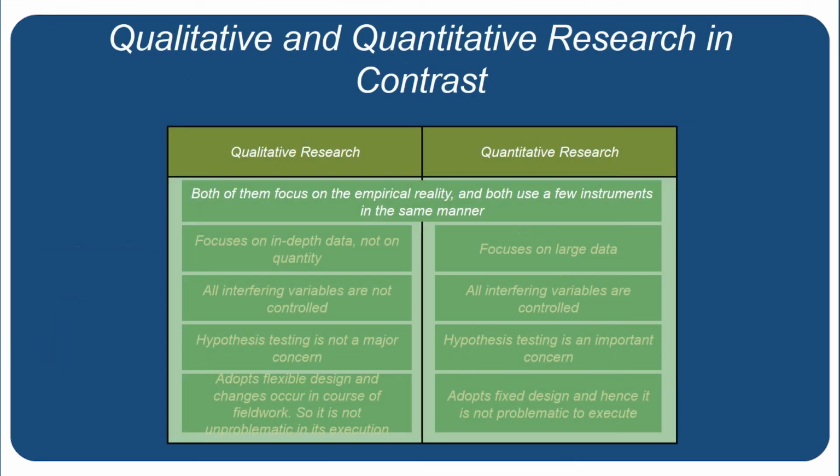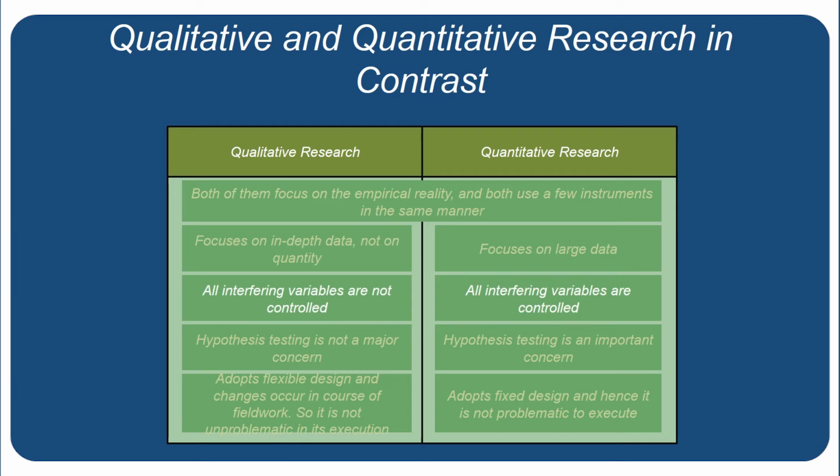Now, we shall look at what are the major differences between qualitative and quantitative research. There is one similarity in both qualitative and quantitative research, that is, both of them focus on the empirical reality and both use a few instruments in the same manner. For example, the interview technique is used in the quantitative study as well as in the qualitative study. Similarly, observation. Right. Qualitative study focuses on the in-depth of the information, whereas the quantitative study focuses on the large data, that is the quantity.